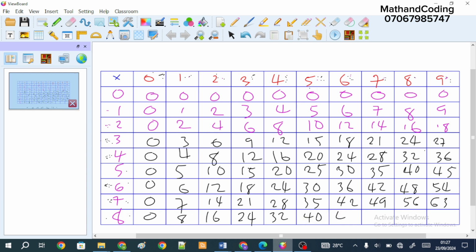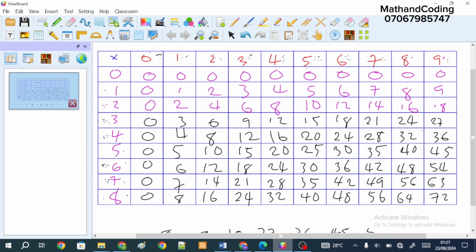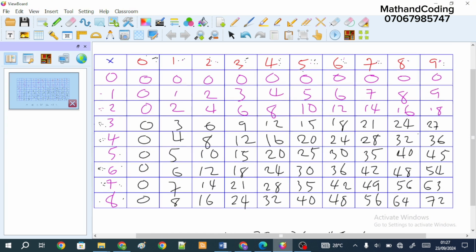8 times 6 is 48. 8 times 7 is 56. 8 times 8 is 64. 8 times 9 is 72. Okay, remember we're supposed to get it up to 9. So we'll do the last one under there. So for 9, we have 9 here.